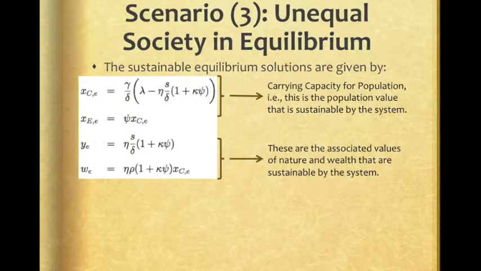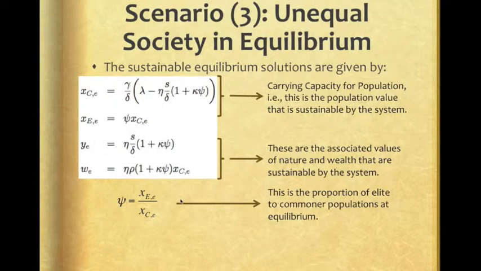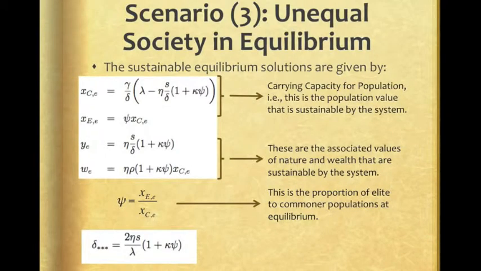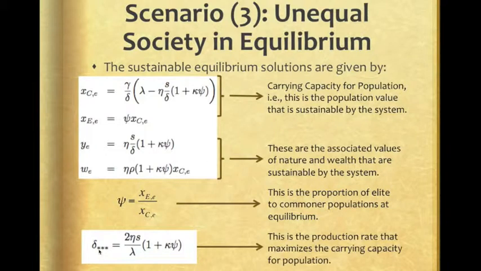It's a little bit similar, just a little bit different. Then you have a new parameter that appears here, this psi. The psi is a ratio, a proportion of elite to commoner populations at equilibrium. And in scenario 3, you can find a delta triple star, which is the production rate that maximizes the carrying capacity for population. You can run pretty much the same scenarios as we've done before.